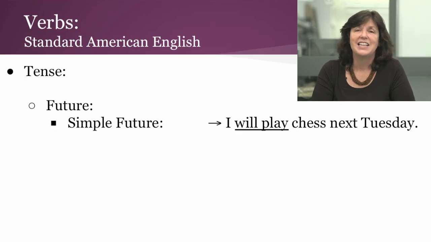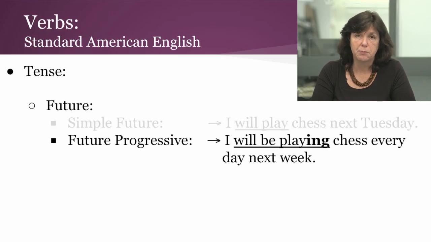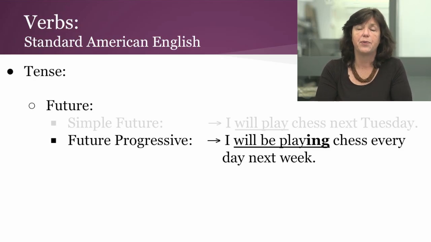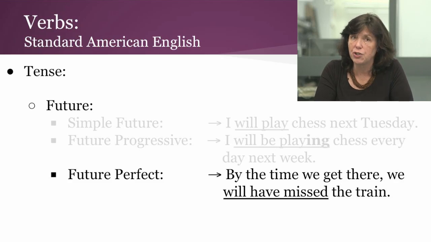Moving on to the future. The simple future expresses actions, states of being, or occurrences that will happen at a particular time in the future. It's formed by combining the auxiliary verb will with a main verb. So for example, I will play chess next Tuesday. The future progressive expresses actions, states, or occurrences that will be continuously happening in the future. It's formed by combining the words will be with the present participle. So for example, I will be playing chess every day next week. The future perfect expresses actions, states, or occurrences that will be completed before a particular action or event in the future. It's formed by combining the words will have with the past participle. For example, by the time we get there, we will have missed the train.